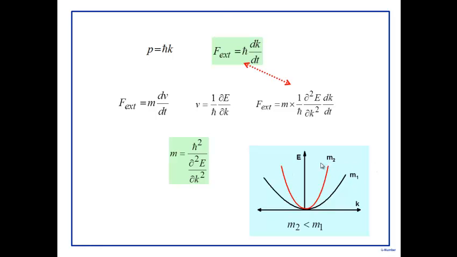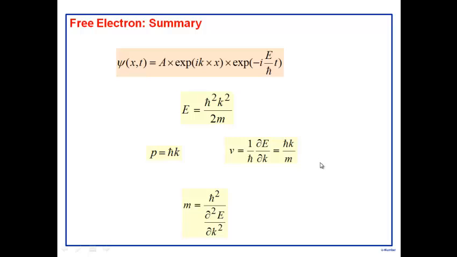All right. So the summary of a free electron that is important for us is the following. View a free electron like a wave, a plane wave, a probability wave, E equal to h bar squared K squared by 2m. That's the relationship between the wave vector and the energy. Momentum is h bar K. Velocity is given by h bar K by m, with a more general expression. And mass is related to the curvature through this expression.